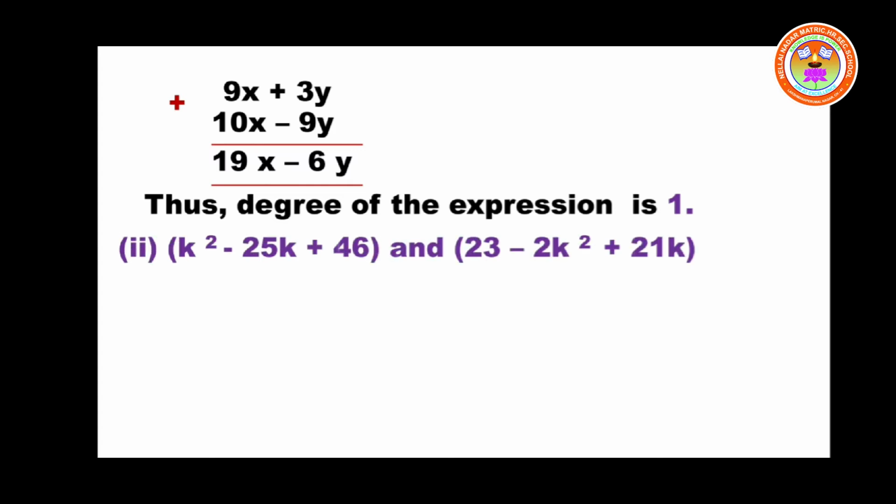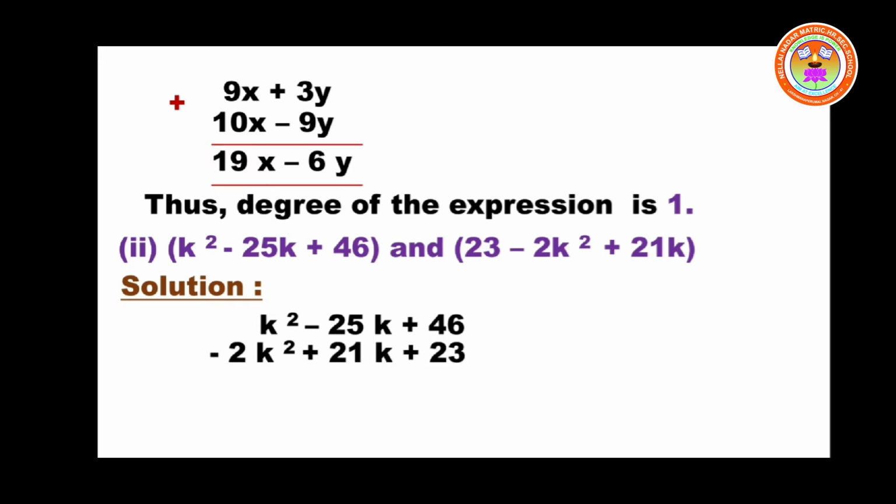k square minus 25k plus 46 and 23 minus 2k square plus 21k. Now you have to add both expressions. Solution: first take down the first expression, k square minus 25k plus 46. Now arrange the second expression. Under k square write minus 2k square, under 25k write plus 21k, and next write 23. So the second is minus 2k square plus 21k plus 23.